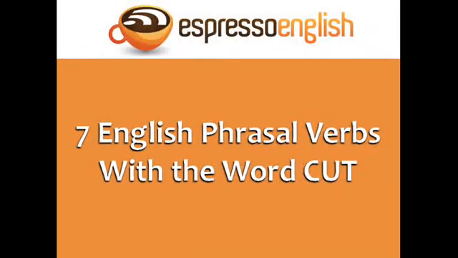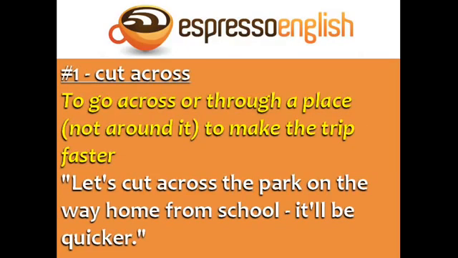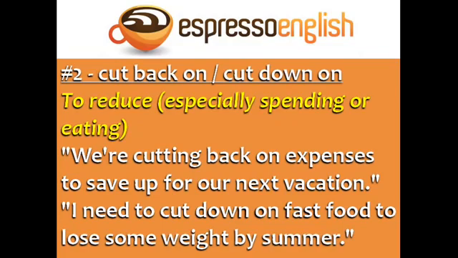Seven English phrasal verbs with the word cut from espressoenglish.net. Number 1. Cut across. To go across or through a place, not around it, to make the trip faster. Let's cut across the park on the way home from school. It'll be quicker.